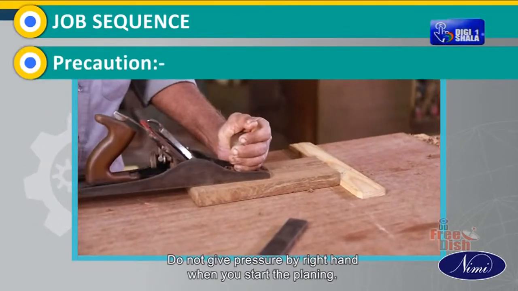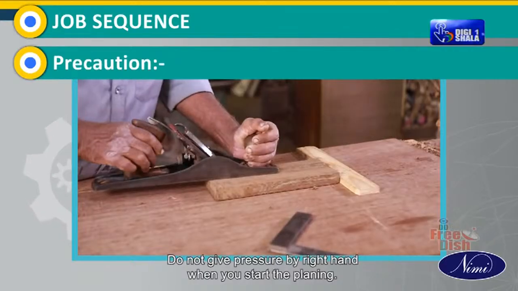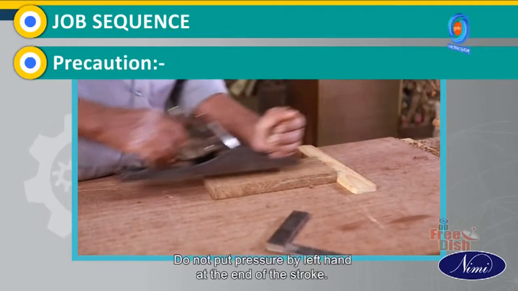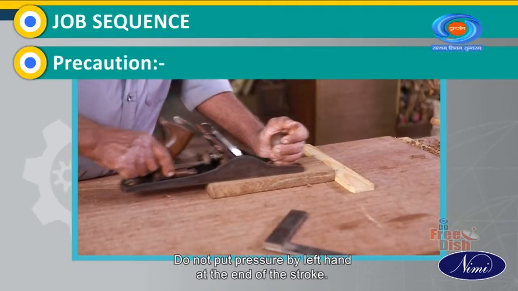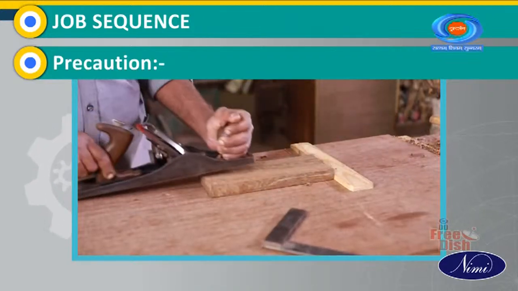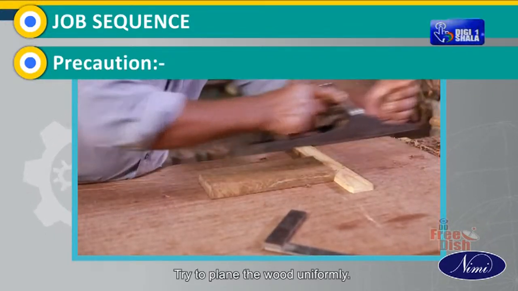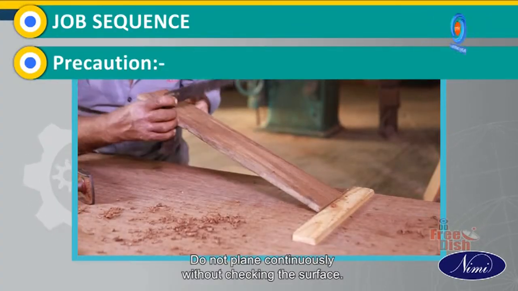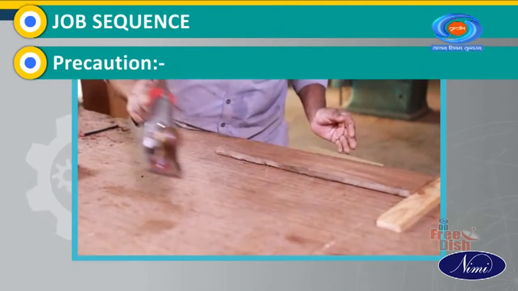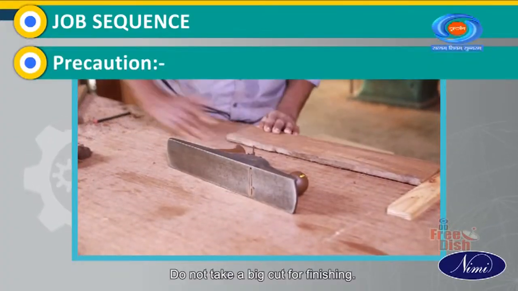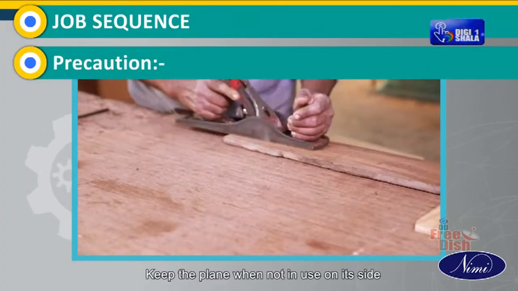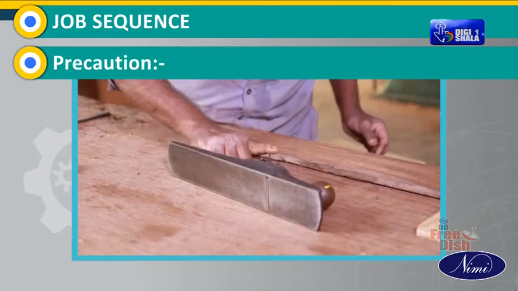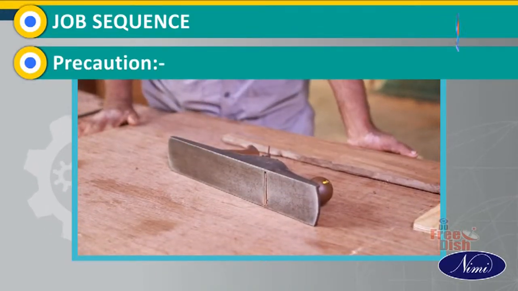Precautions: do not give pressure by right hand when you start the planing. Do not put pressure by left hand at the end of the stroke. Try to plane the wood uniformly. Do not plane continuously without checking the surface. Do not take a big cut for finishing. Keep the plane when not in use on its side and not on its cutting edge.